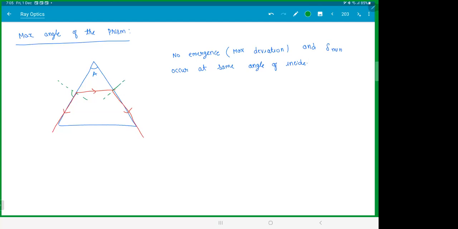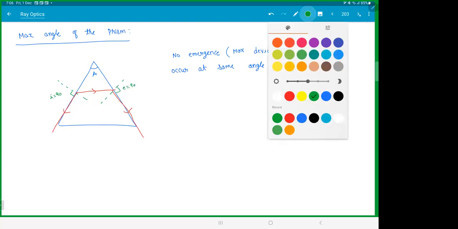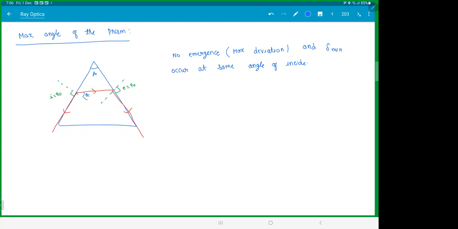So here I is 90. E is also 90. So this angle is theta critical. This angle is also theta critical. So here basically 2 times theta critical is A. Theta critical is A by 2. Let me write the other way. So A is equal to 2 times sine inverse 1 by mu. This is the result. Maximum angle of a prism.